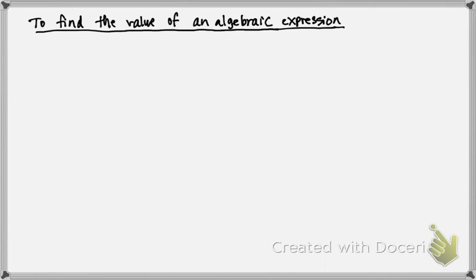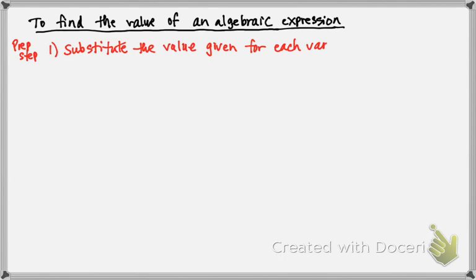Okay, so what we're going to have to start us off is a prep step. That means before I do any math. Prep step 1 is to substitute, that word we talked about earlier. Substitute the value for the variable, or the value given, for each variable. Now you may only have one variable, you may have more than one variable, so however many you have, substitute the number in. Okay?